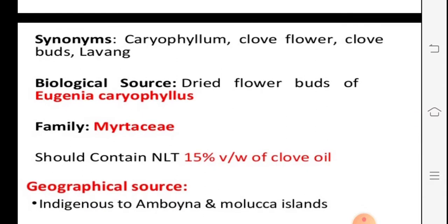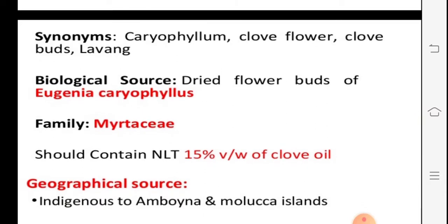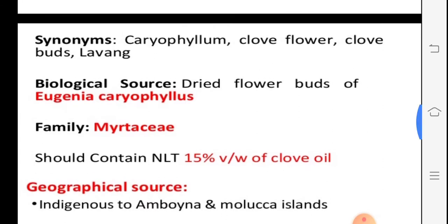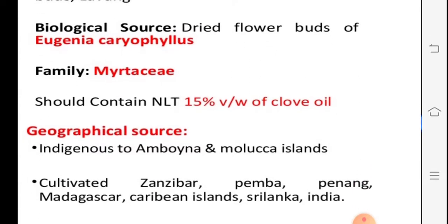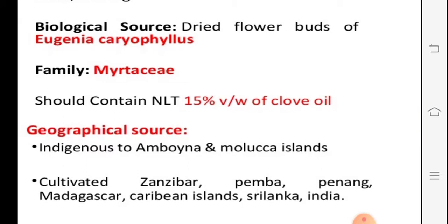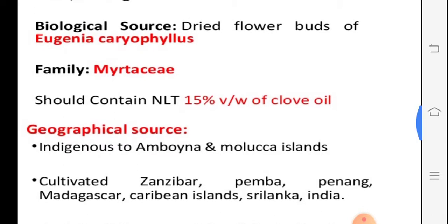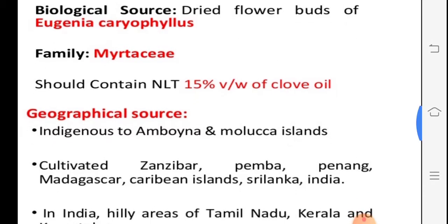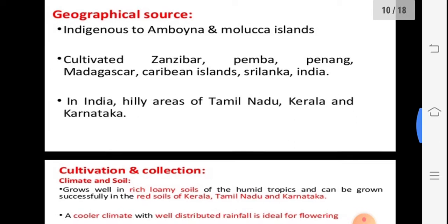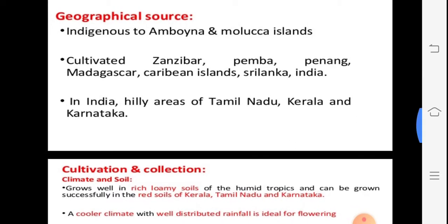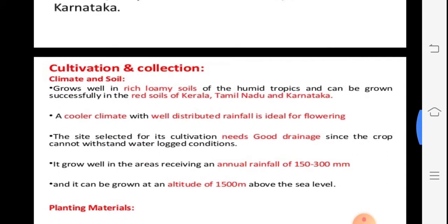Other names, called synonyms, are caryophyllum, clove flower, clove buds, or lavang in Marathi. Biological source: the flower buds, family Myrtaceae. They generally contain about 15% volatile oil. In India, the hilly portions of Tamil Nadu, Kerala and Karnataka show the maximum cultivation.